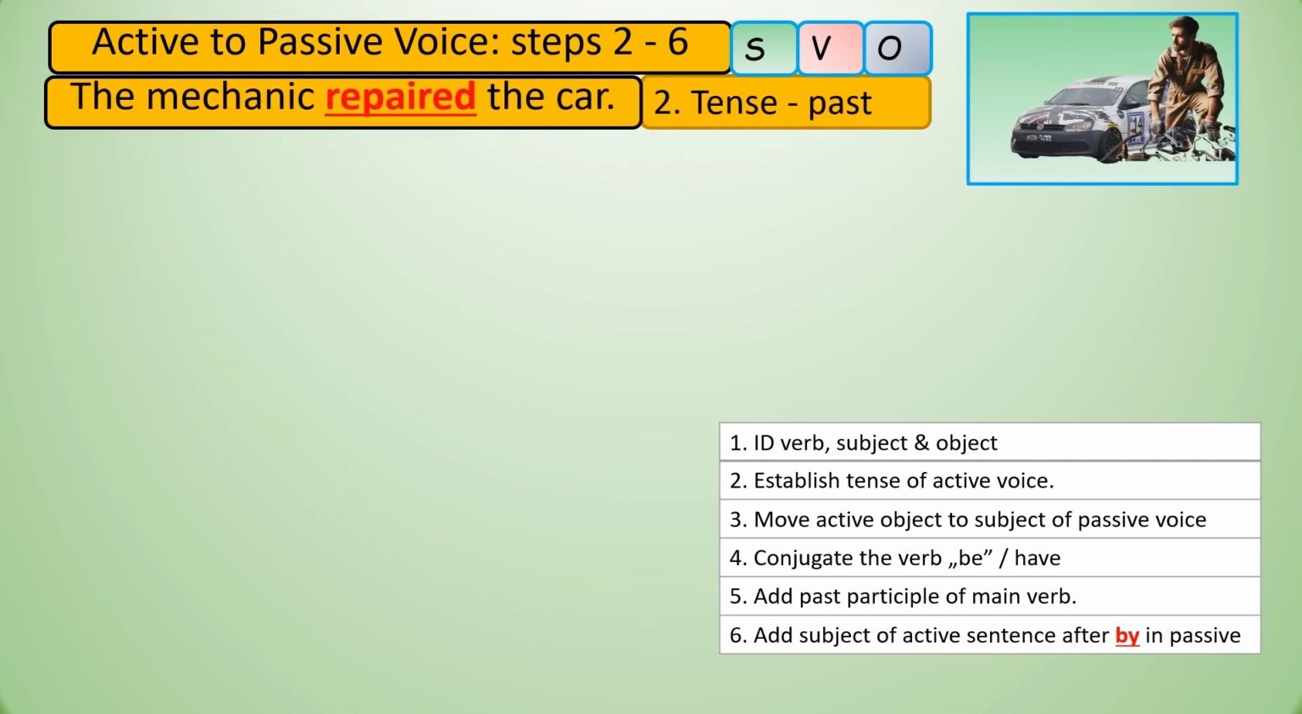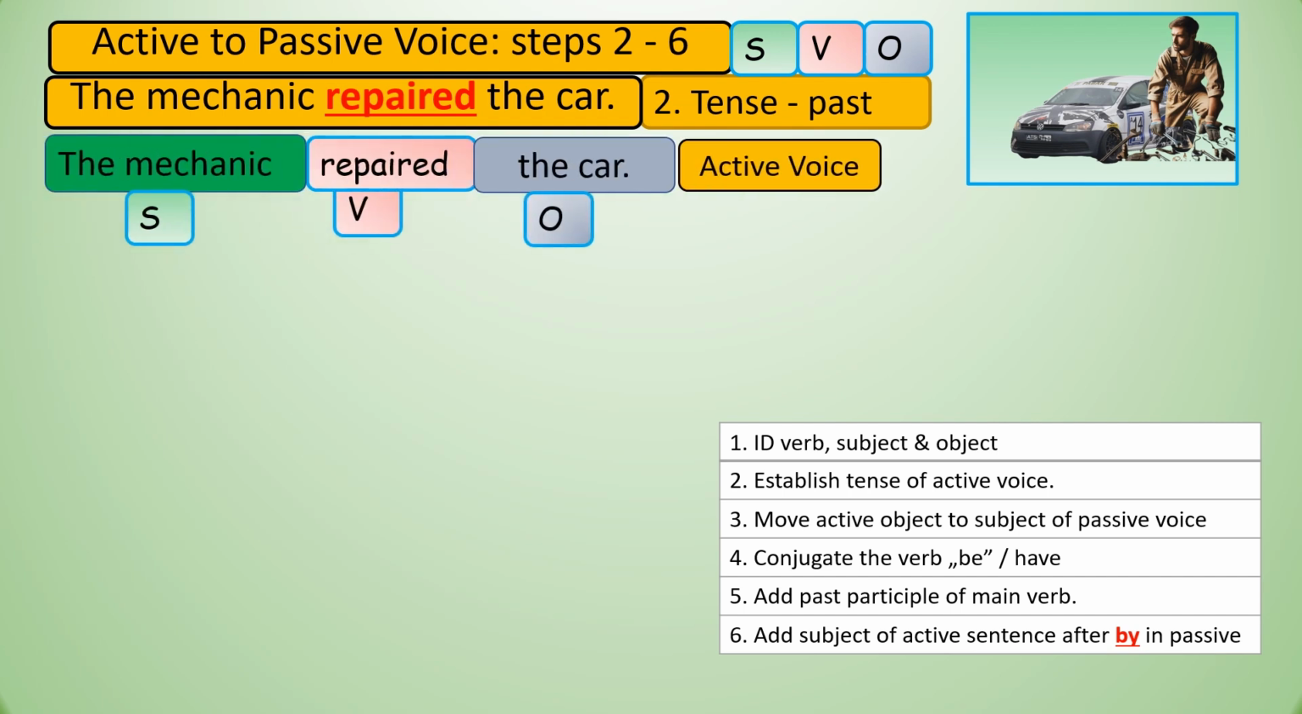Our example sentence. The mechanic repaired the car. The tense is past tense. So that's our step number 2. There's our sentence broken up with all the different parts shown. Repaired is my verb. The mechanic is our subject. And the object is the car. It is active voice as it is there.